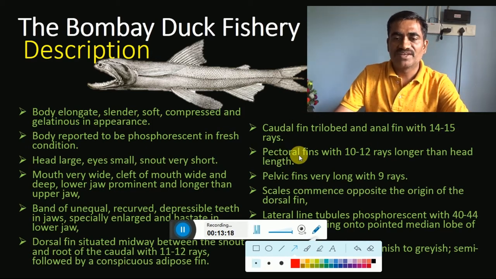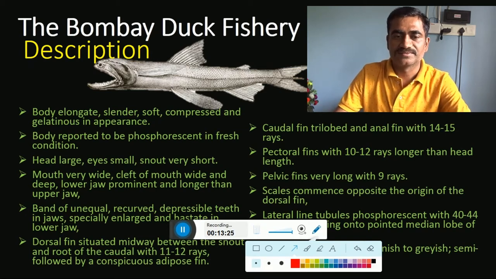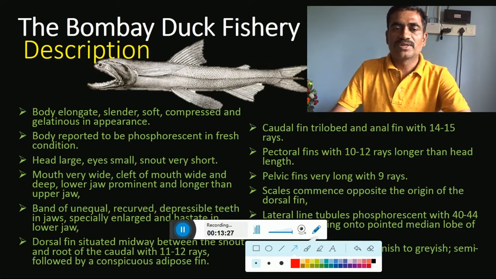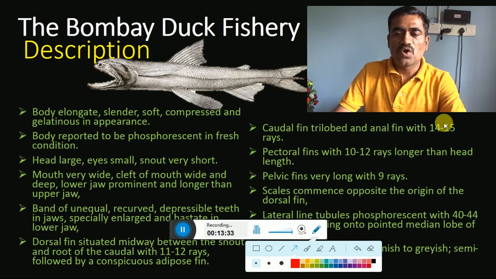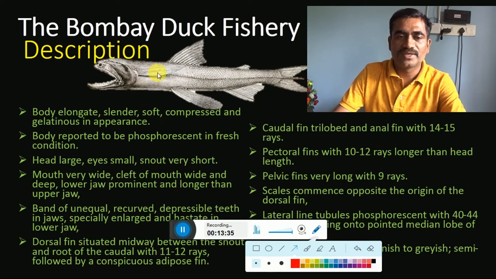Then the pectoral fin, with 10 to 12 rays, is longer than the head length. Here we can see this is the pectoral fin, which is longer than the head length.